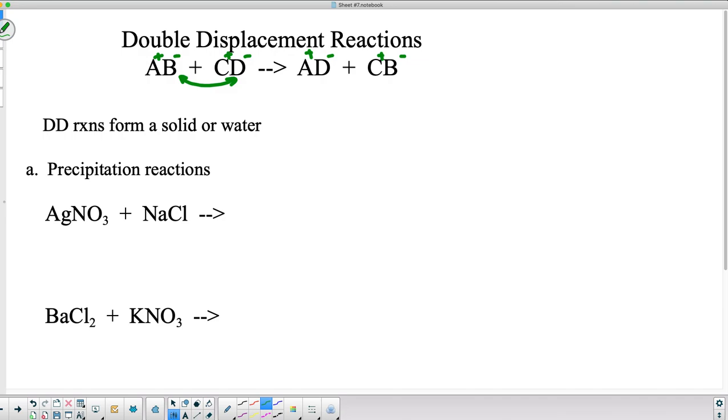Notice with D and B switching places that we still have a plus minus and a plus minus, so these are ionic compounds. Okay, so why would a double displacement reaction work? Or why would B and D switch places? Well, either you're forming a solid or you're forming water.